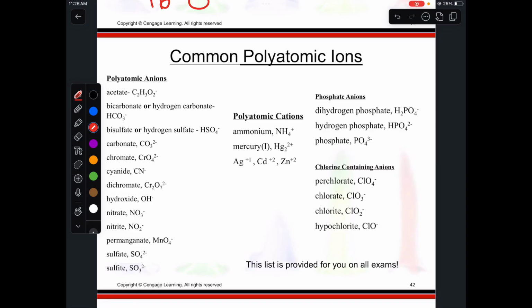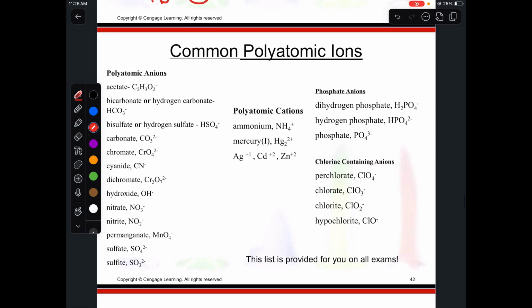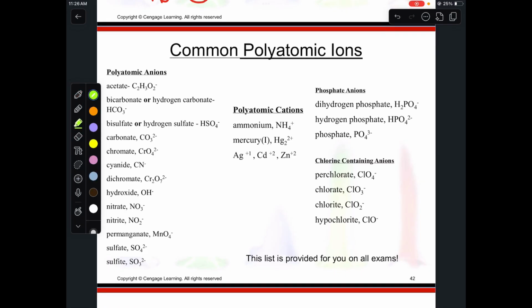Now, we're going to focus on the polyatomic ion component of naming, and this is nice because this list is going to be provided for you on all exams. All right, so you have this exact list in your lecture packet, so please make sure you refer to it. A couple things I want to point out. You are given these fixed charges. These are transition metals, and they are ones that you do not need Roman numerals for.